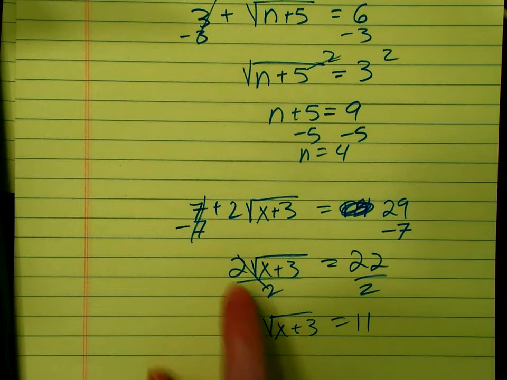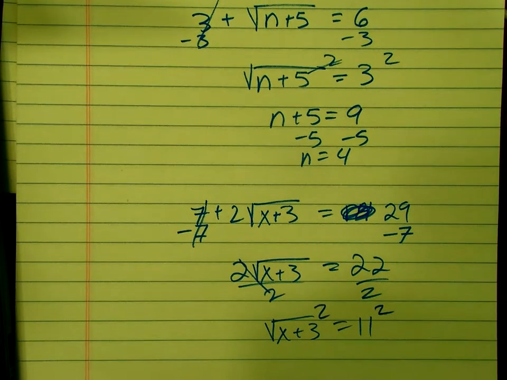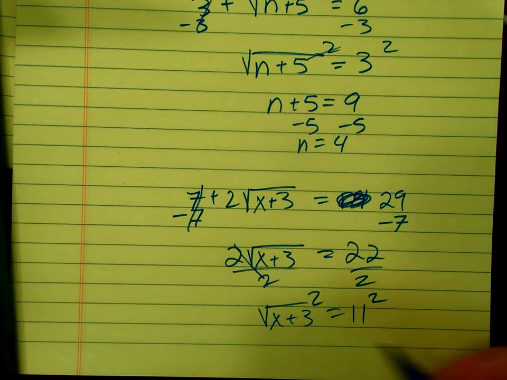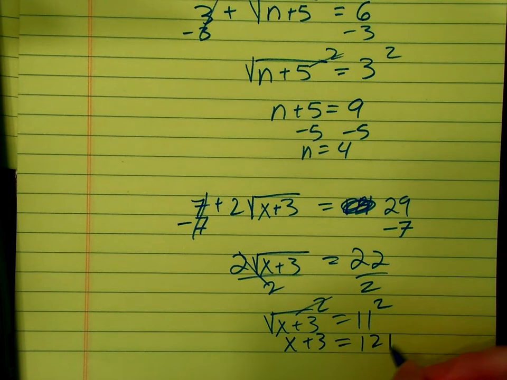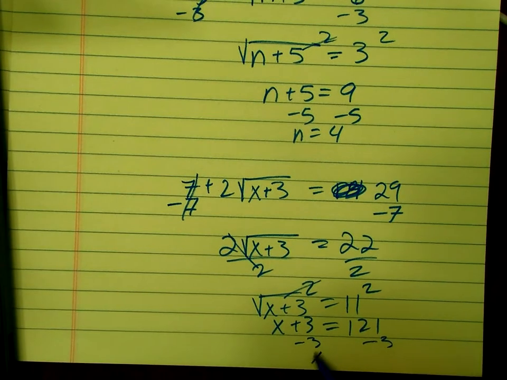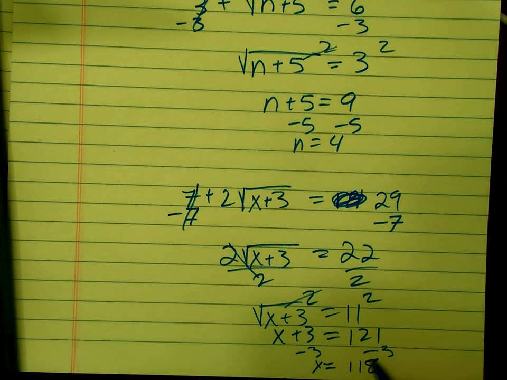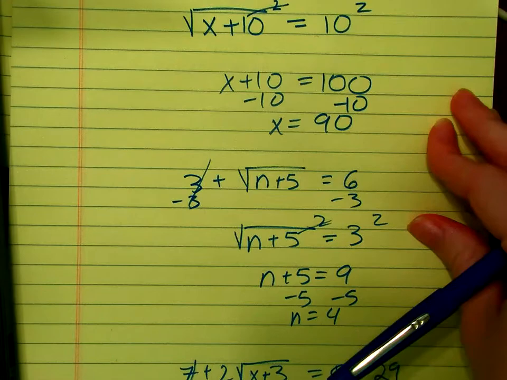So I'm trying to get the square root by itself before I can then square both sides. Or else you'd have to FOIL, and nobody's got time to FOIL. Nobody wants to do that. So you've got to get the square root by itself. So then you get x plus 3 equals 121. Subtract 3, x equals 118. And you're done. So I hope this helps you review.